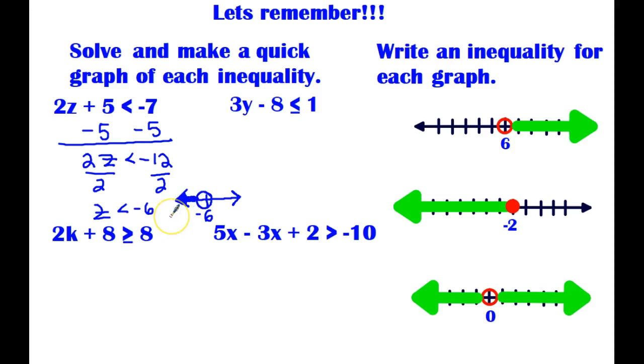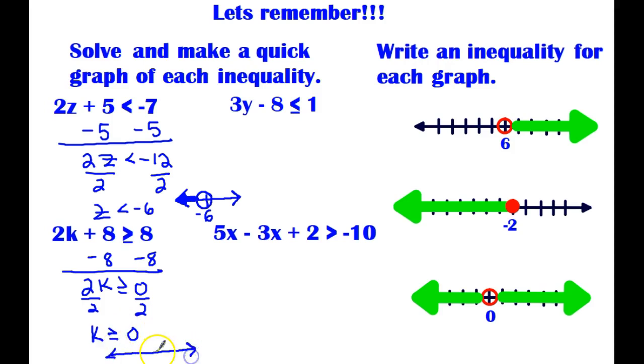All right, then I'll do the one underneath. Subtract 8 from both sides. We get 2k is greater than or equal to 0. Divide by 2. K is greater than or equal to 0. So, quick graph. 0 here, and we're saying k is greater than or equal to, so equal to means solid circle, and then greater than goes to the right.